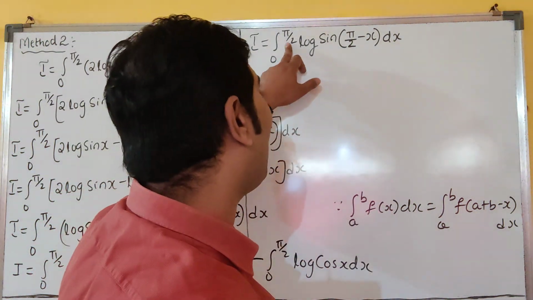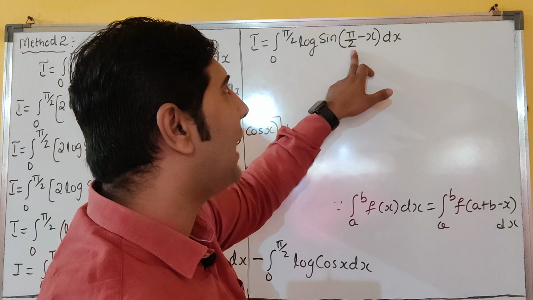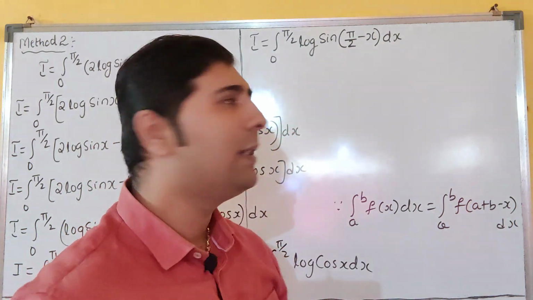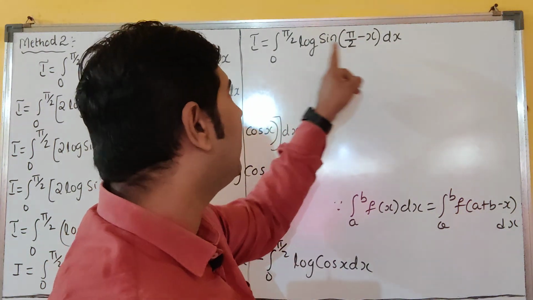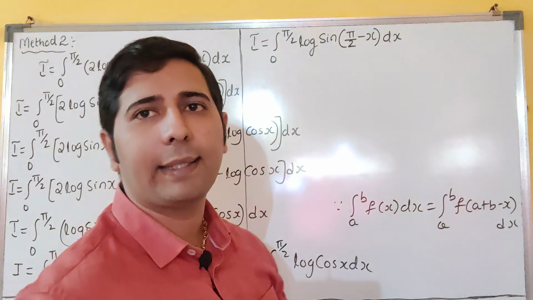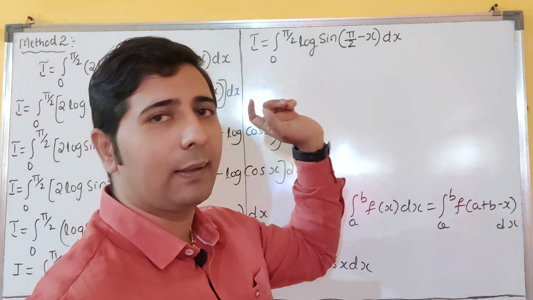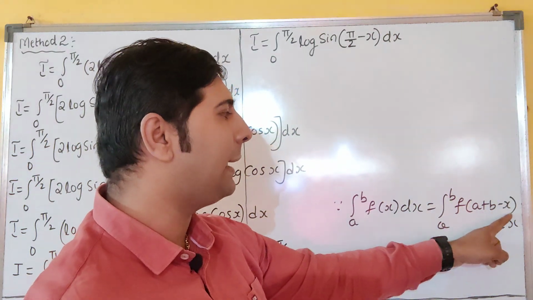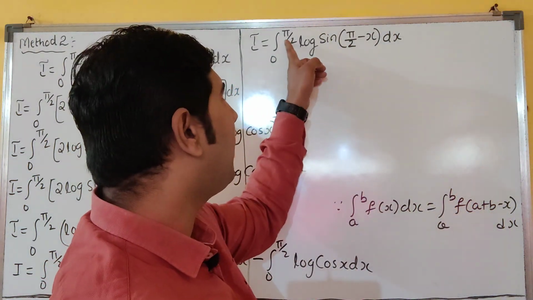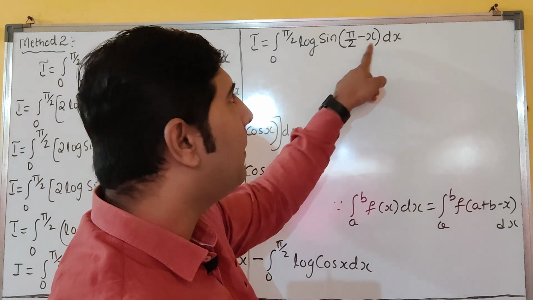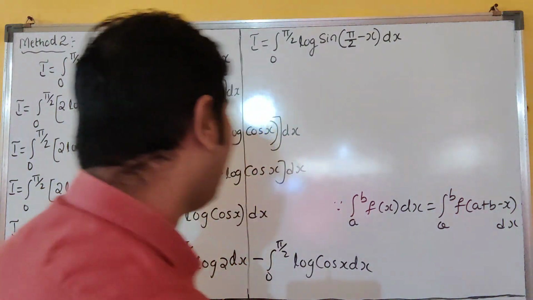So integral 0 to pi by 2 sin(90 minus x). Got it? sin(90 minus x). Why? Because the Queen formula says x is replaced by a minus x, a is pi by 2, so pi by 2 minus x. Otherwise, a plus b minus x means a is 0, 0 plus pi by 2, pi by 2 minus x. Understood? Same only we have done.